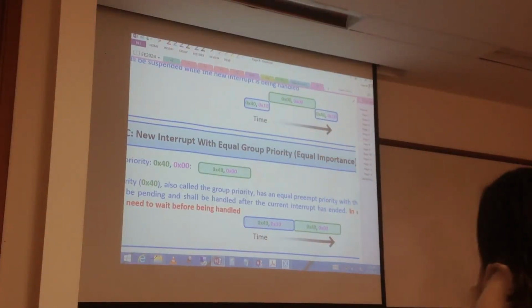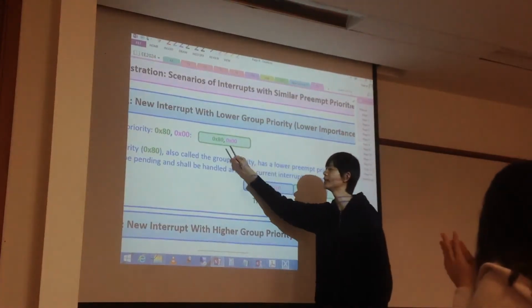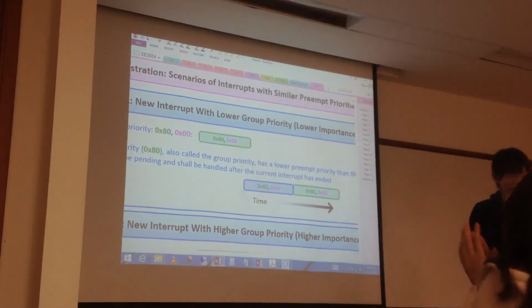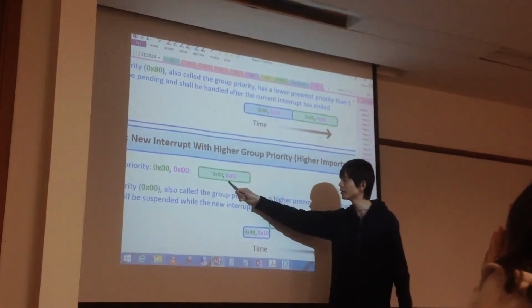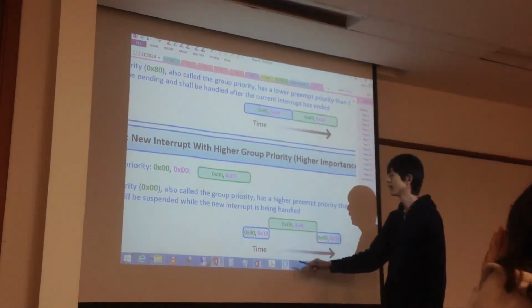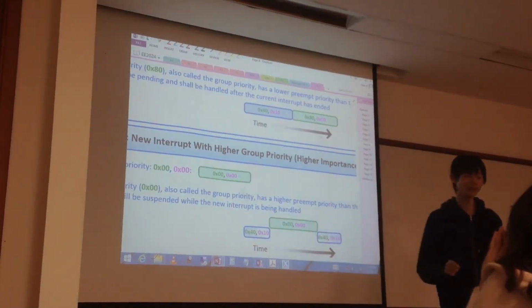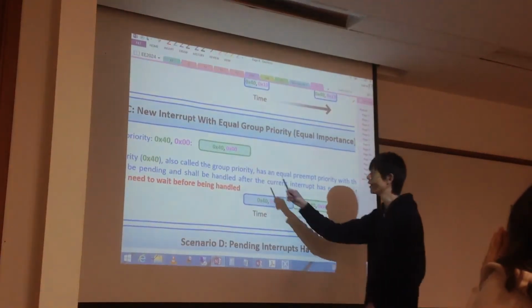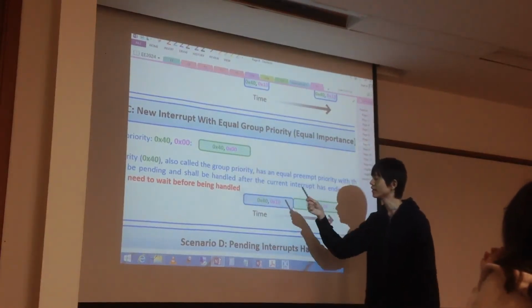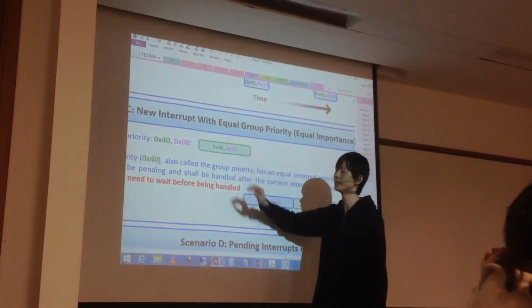Okay, up to now, we have seen these cases. An interrupt with a higher value comes in, you have to wait. An interrupt with a lower value comes in, well, you have more importance, therefore I suspend the current task and deal with the new vectors first. An interrupt with equal group priority comes in. Well, since you're equal, you have to wait. I don't care about the sub-priority.